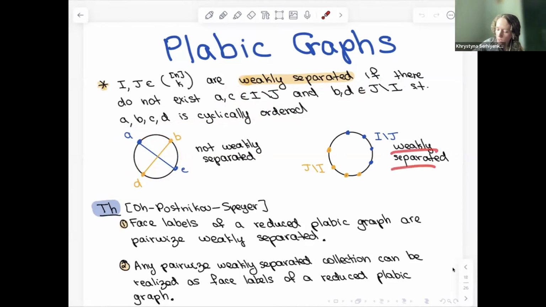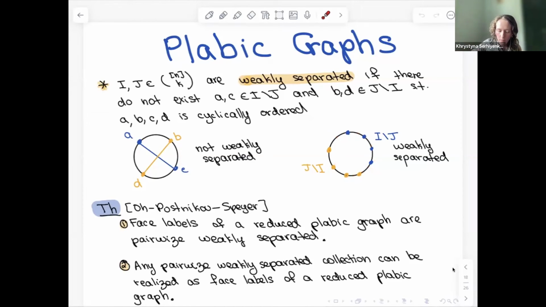So a weakly separated set looks something like this. I can put everything in I but not J on one side, everything in J but not I on the other side, and separate them. Okay, so that's what a weak separation is. And the elements which are in both can be scattered throughout. We really don't care about that.